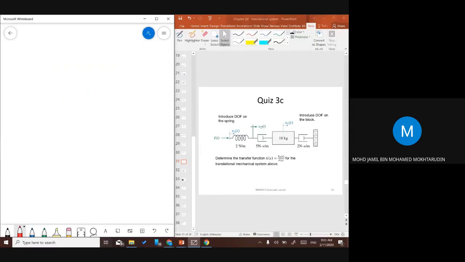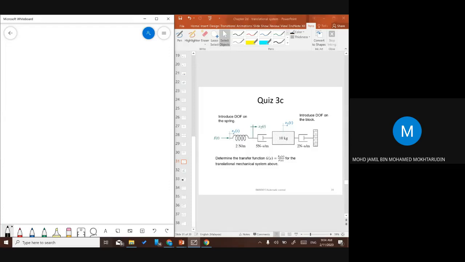Okay, so question 3C is slightly different because here you have a force acting not on the box but acting on a spring, okay? So when you later in exam find this kind of question, a force acting directly on a spring, then you must introduce a degree of freedom in between the force and the spring. Okay. And then you can continue as usual. So instead of 2 degree of freedom system, it becomes 3 degree of freedom.